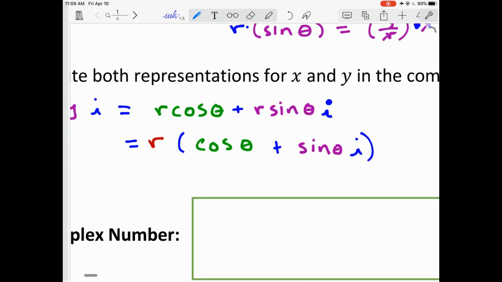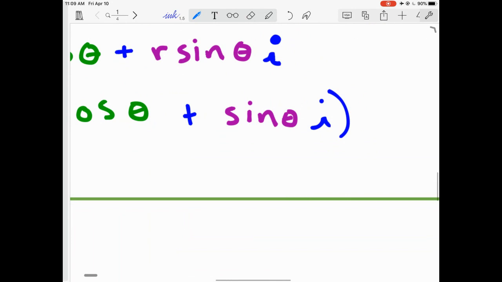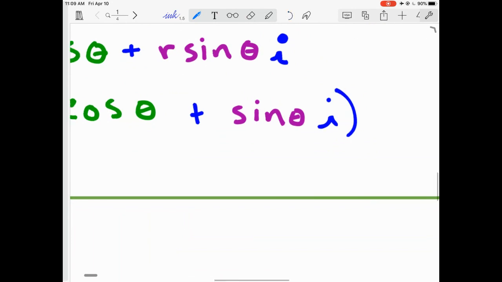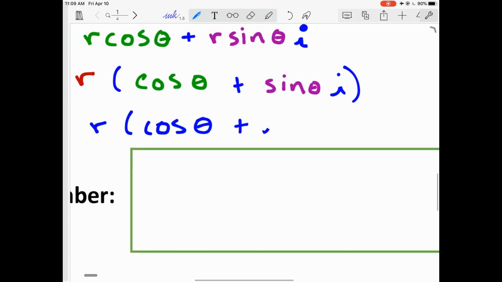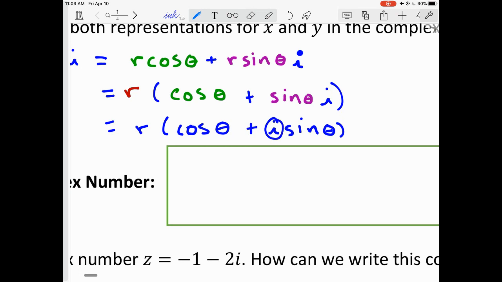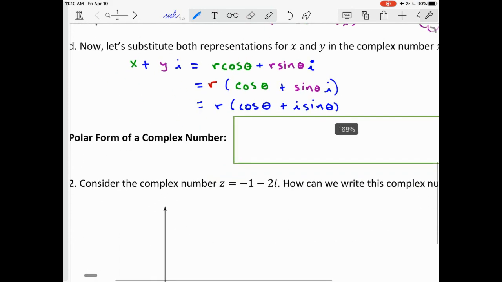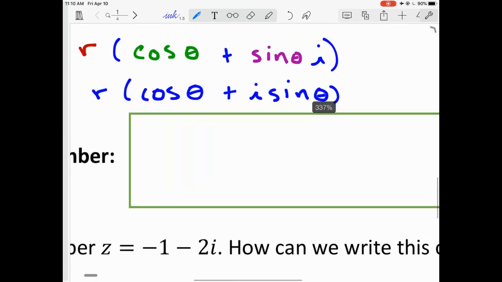Conventionally, this isn't the way we normally write it, with the i after sine. So I'm just going to rewrite this real quick as r times cosine theta plus i sine theta. For some reason, somebody a long time ago decided, let's write the imaginary number i in front of the trig function, and it'll look nicer. Therefore, we have polar form of a complex number.